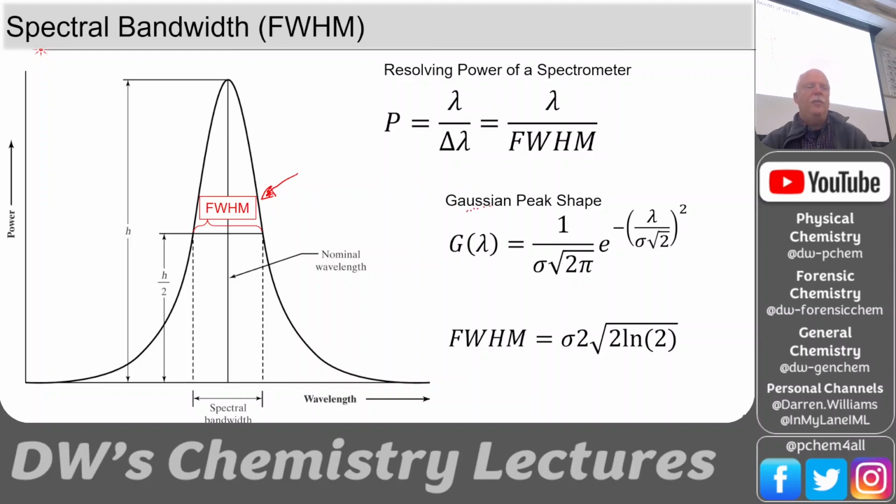A lot of times, like in PCHEM, we modeled our spectra with the Gaussian peak shape. And I didn't really get into it much in PCHEM that the sigma, the standard deviation that you use for a Gaussian peak shape here, is not the full width at half maximum. They're related to each other, but the full width at half maximum is sigma times 2 times the square root of 2 log 2. So it has all of these 2's in it. But anyway, this is related to the standard deviation of a Gaussian or normal distribution, but it's not exactly the same.